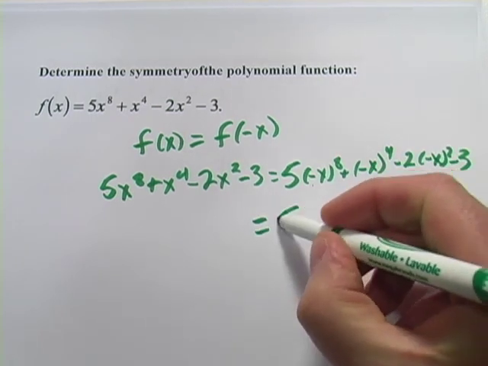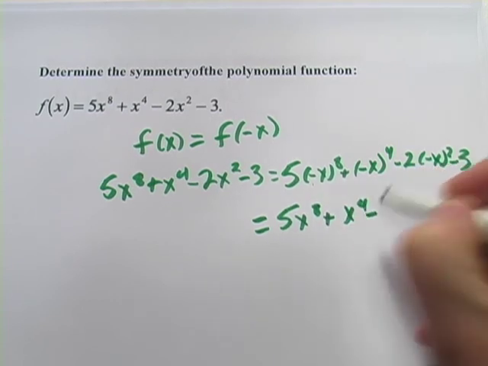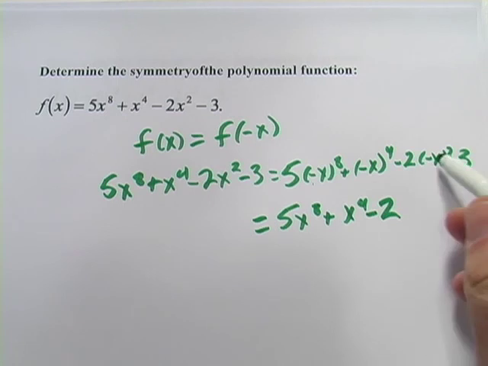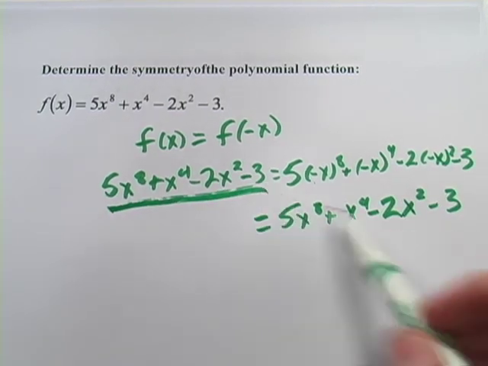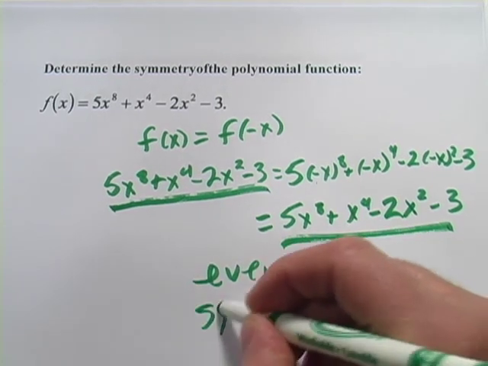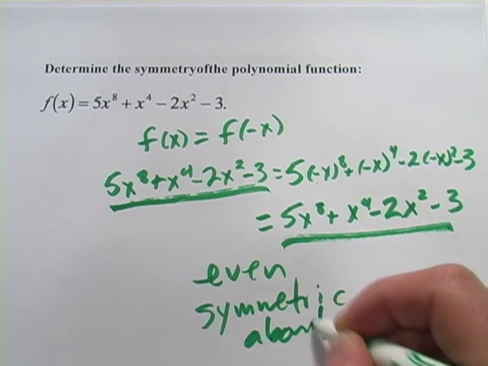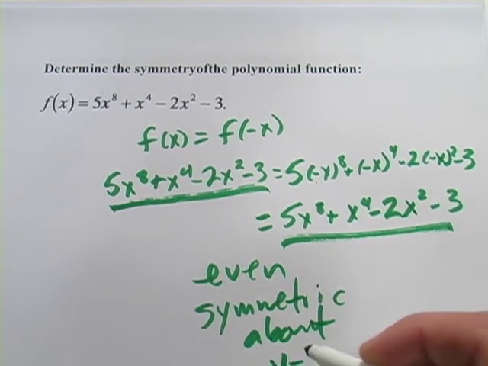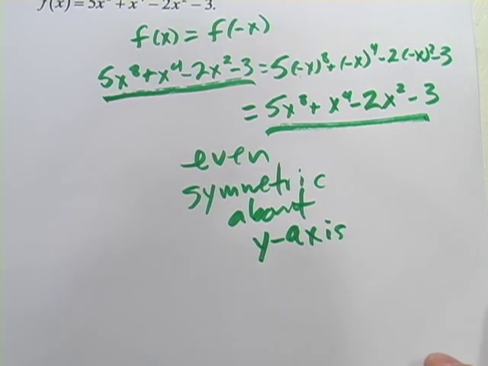So this becomes 5x to the eighth plus x to the fourth. That minus 2 doesn't get changed, it stays there. This becomes x to the second and minus 3. That's exactly what we have here. So this is an even function, and it is symmetric about the y-axis. So that's a little bit of work with odd and even functions and their symmetry.